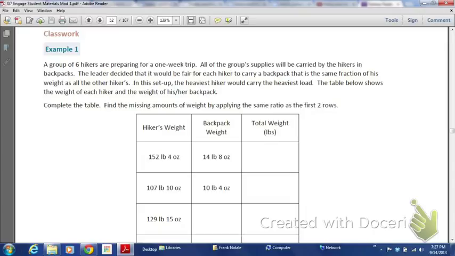Okay, so what we're doing here is that here's the idea. The leader of this group, a group of 6 hikers, has decided that it would be fair for each hiker to carry a backpack that is the same fraction of his or her weight as all the other hikers. Hopefully you understand what that means, but let me just go over it one more time.